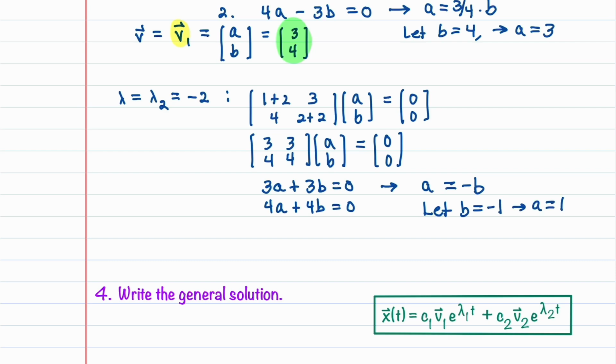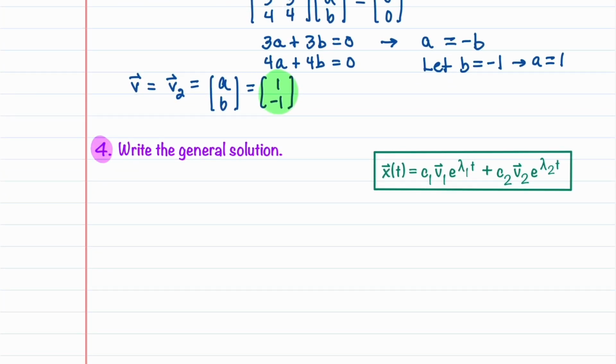I just like it when the first entry in our vector is positive. I just think it makes it easier. So v2 is equal to AB, which we now know is 1, -1. And we'll highlight that.